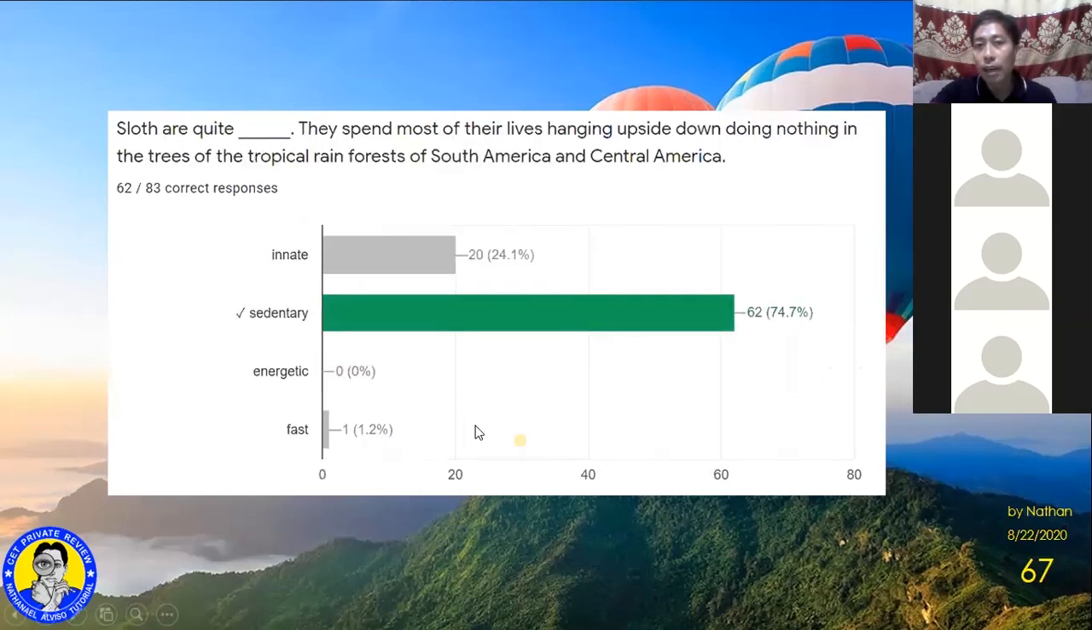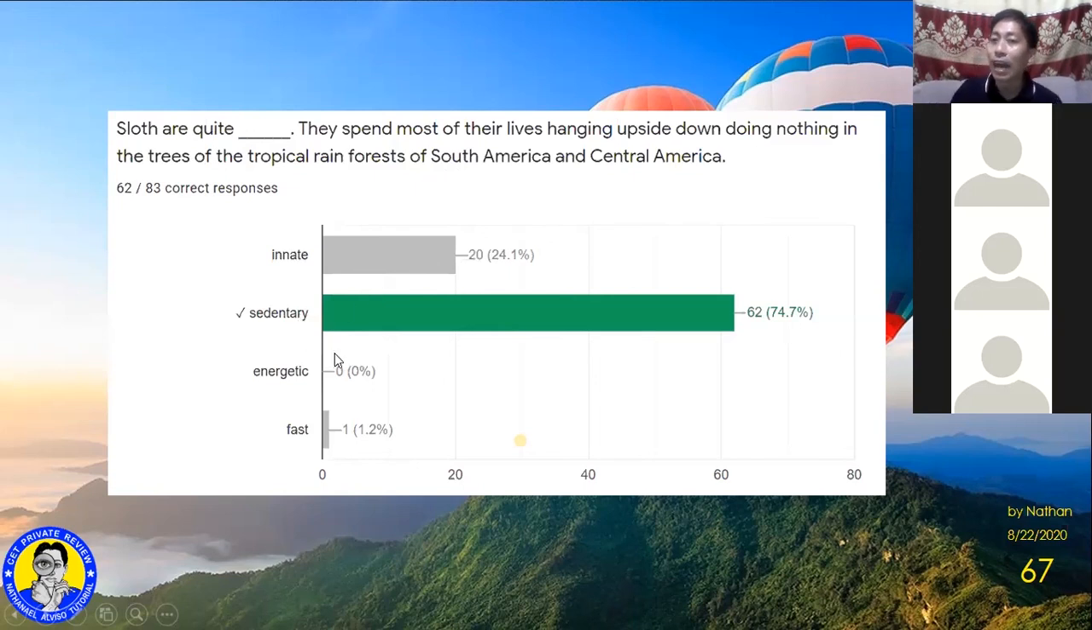Next. "Sloths are quite blank. They spend most of their lives hanging upside down, doing nothing in the tropical trees of the tropical rain forests of South America and Central America." So it's not innate, because innate is referring to something you have since birth, okay? It's referring to your behavior that you're not very active.